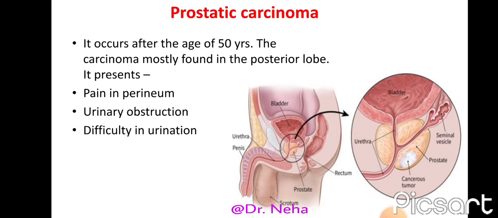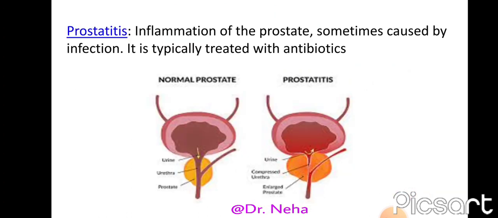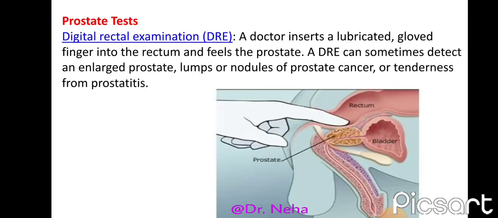Then the prostatic carcinoma. It also occurs after age of 50, and the carcinoma is mostly found in the posterior lobe. It shows pain in the perineum, urinary obstruction, and difficulty in urination. Then prostatitis, inflammation of the prostate, sometimes caused by infection. It is typically treated with antibiotics.